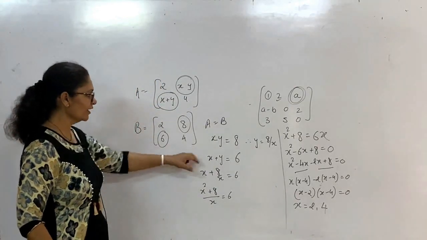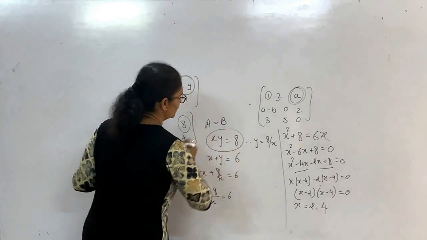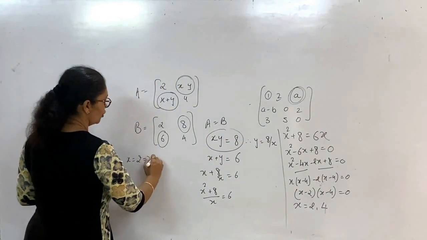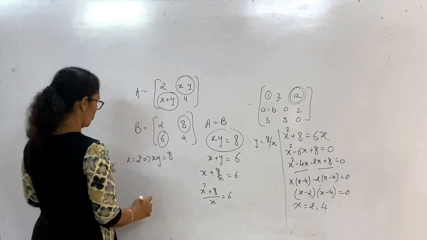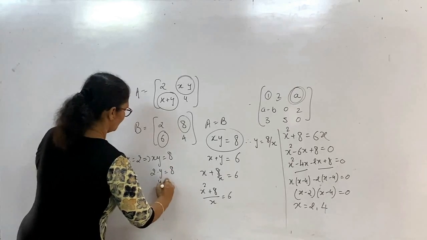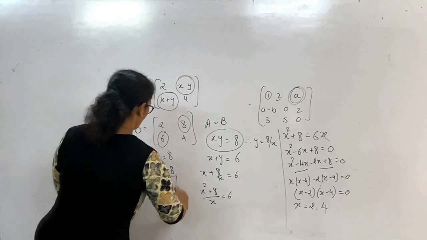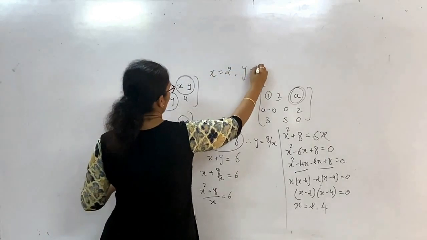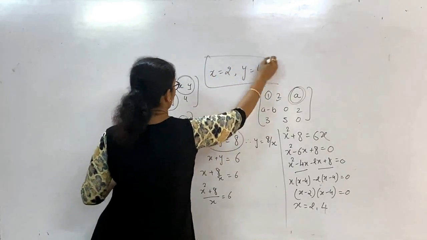The same way we can put both the values. When we take x equal to 2, and xy is 8, so 2 into y will be 8, so y will be 4. So when we have x equal to 2, y will be 4. This is the first pair we are getting.